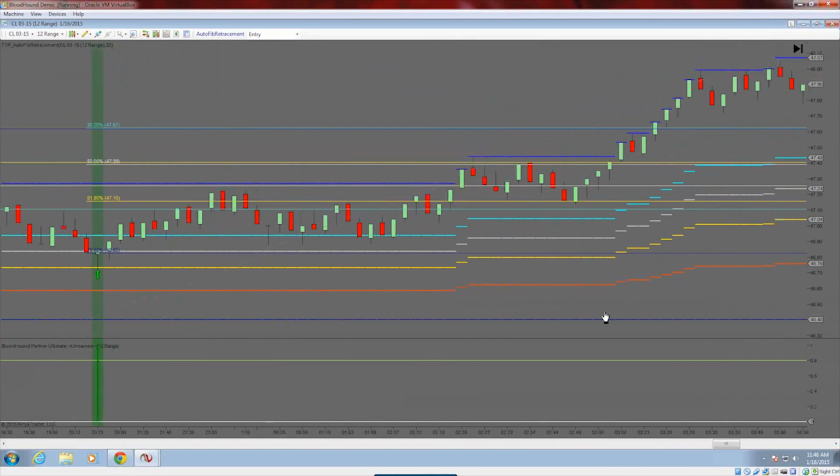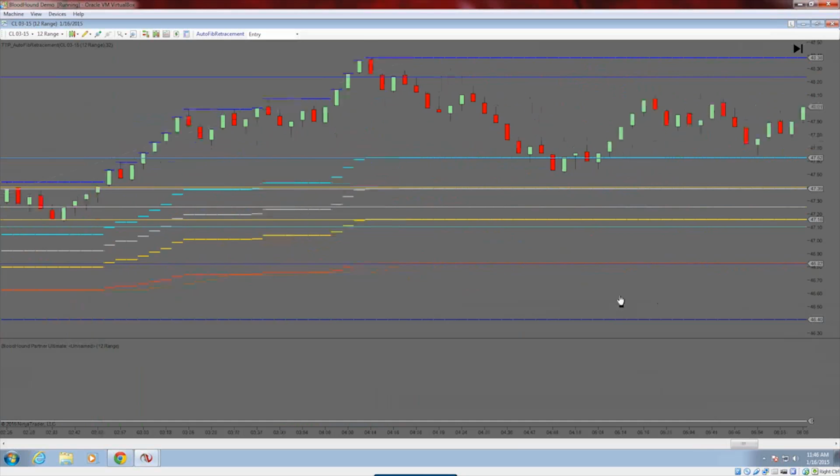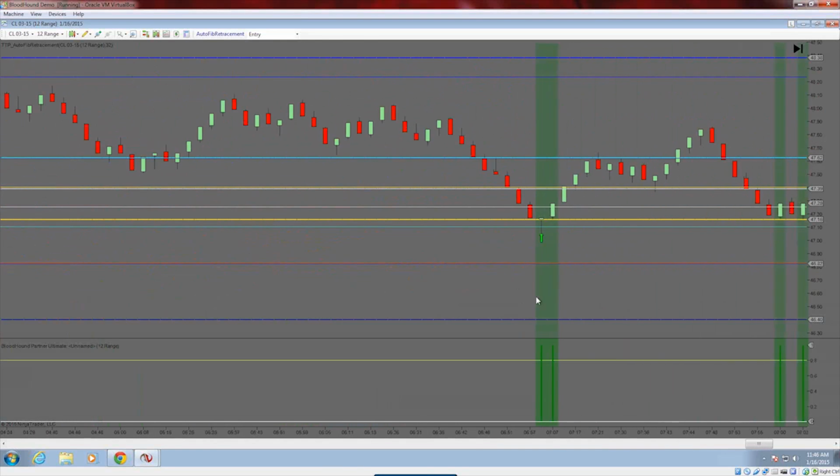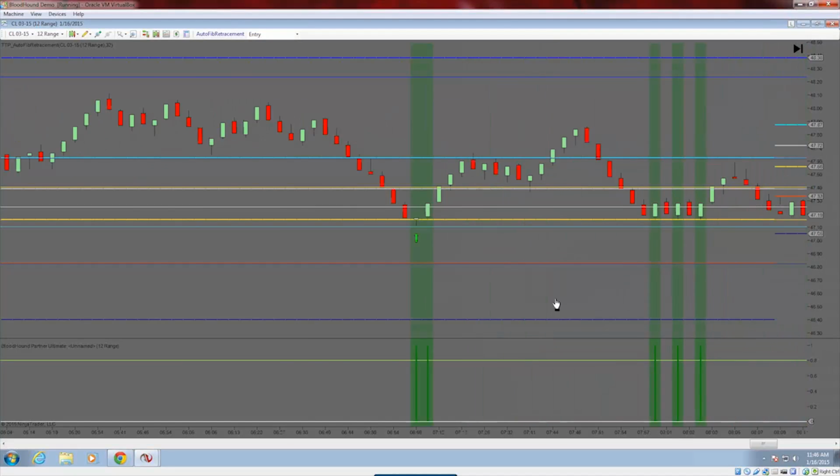Okay, and then as I scroll out here, there we have another long signal right here because the trend is up. The 50 is above the 61.8. We pulled back, we're touching the 61.8, and then the bar is closing on its high.